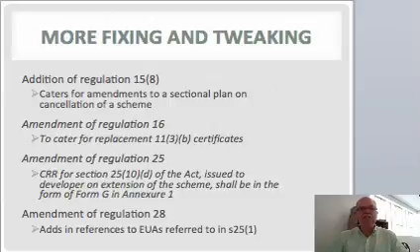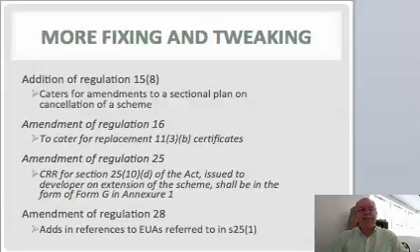Going back to the fixing and tweaking, there's an addition of Regulation 15.8, which caters for amendments to sectional plans on cancellation of a scheme. You'll see two in italics. That's an amendment of Regulation 16, an amendment of Regulation 25. These deal again with replacement certificates, not only of the 11.3b certificate I mentioned a second ago, but also of the certificates of real right under Section 25.10d. Those are Section 25 rights to extent, future extension rights.